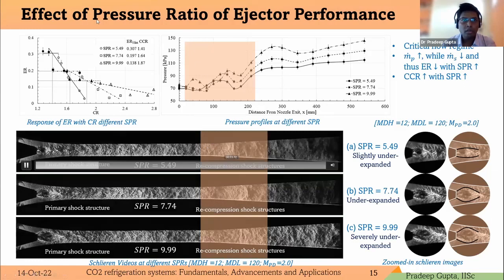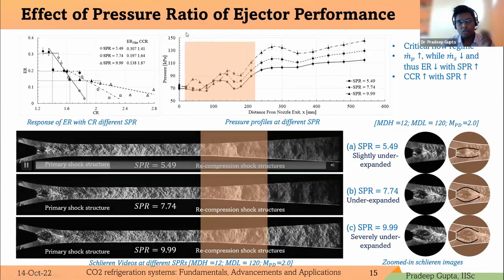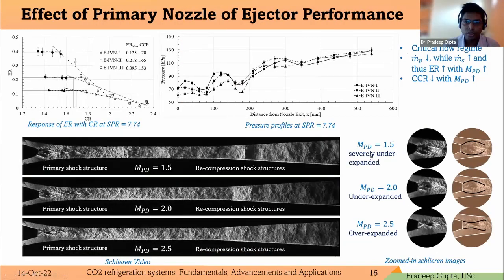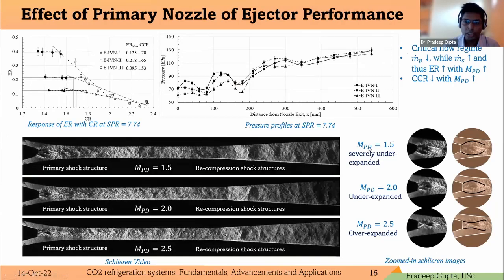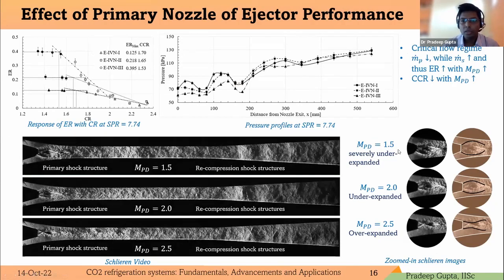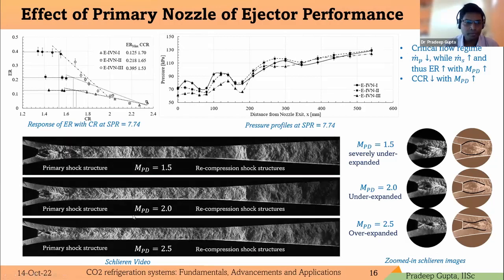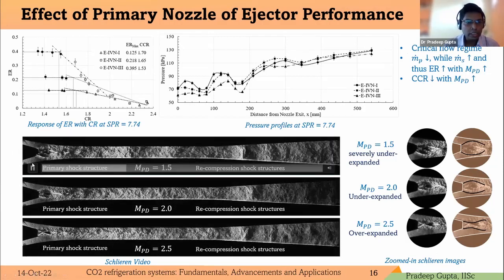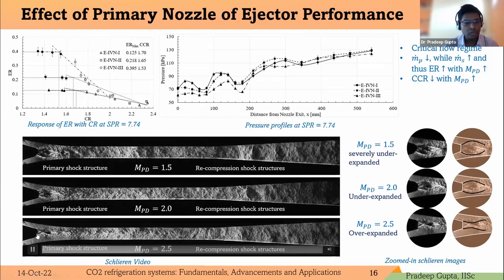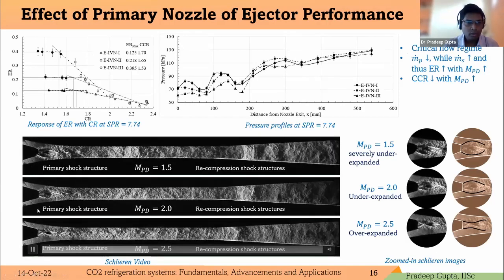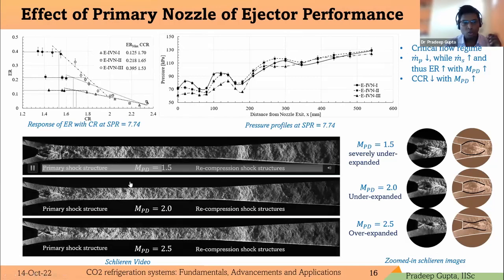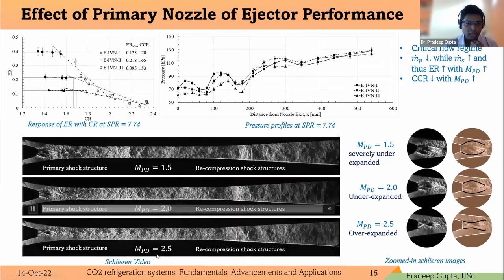Now moving on to the primary nozzle geometry. We used three different primary nozzles, which have design Mach numbers of 1.5, 2.0, and 2.5. In these cases, since the nozzle exit height is the same at 6 mm, we changed the nozzle throat height to achieve the different Mach number nozzles.